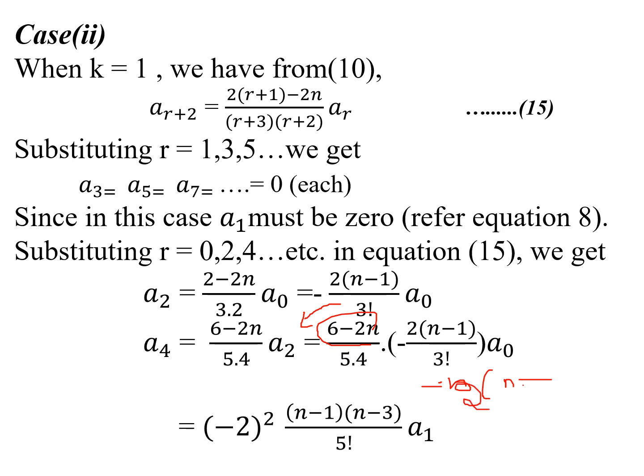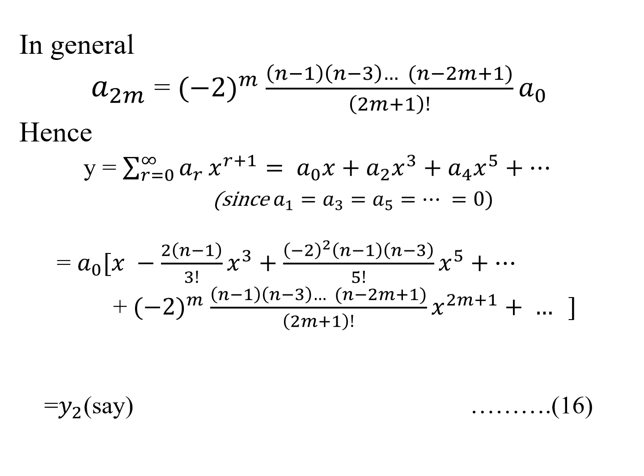Therefore, taking minus 2 outside, this becomes n minus 3. Already one minus 2 is there, therefore minus 2 whole squared, n minus 1 into n minus 3 divided by 5, 4 into 3 factorial, that becomes 5 into 4 into 3 into 2 into 1, that becomes 5 factorial into a naught. Like this, we have to write the general term. a2m is equal to minus 2 power m, n minus 1, n minus 3 up to n minus 2m plus 1 divided by 2m plus 1 factorial into a naught.